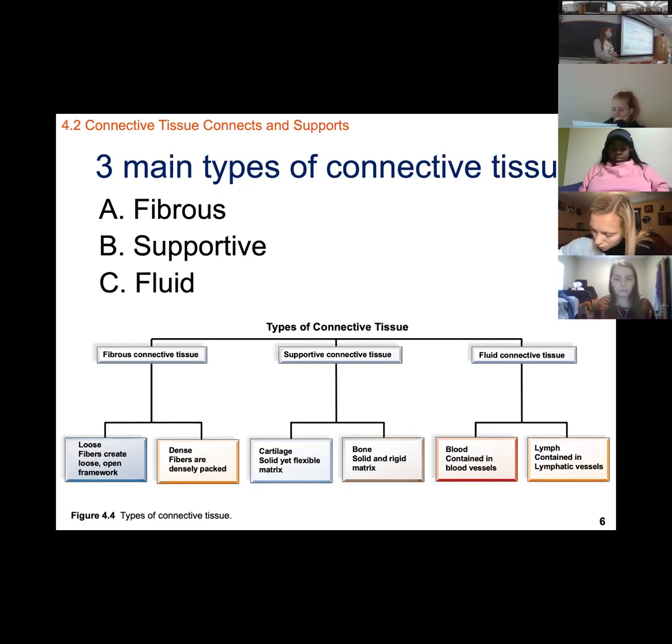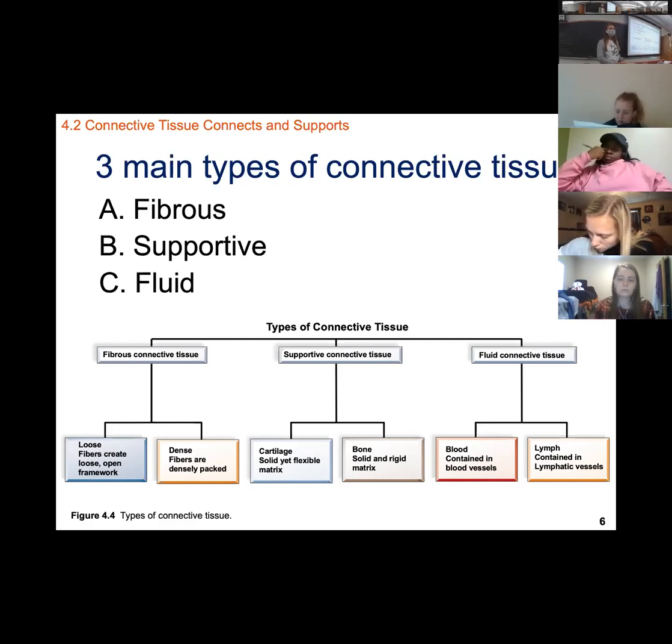Solid, rigid, it just means that you can't really move it. Now, you can break a bone, you can damage cartilage, but they are supportive connective tissues. Then the last one, we have fluid connective tissue. You have blood and lymph. That's kind of hard to say with a mask on, lymph.